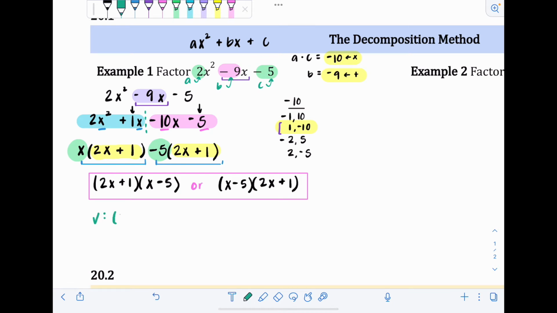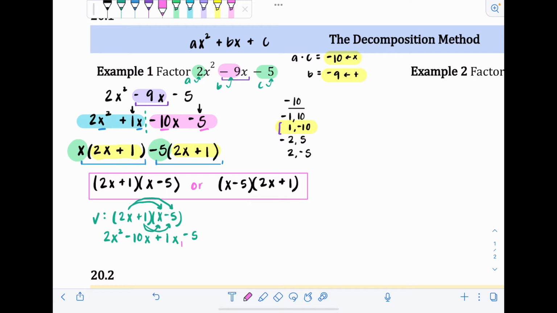So to check, you do 2x plus 1 times x minus 5. And FOIL stands for first, outer, inner, last. So we multiply the first two in each parentheses. 2x times x is 2x squared. And then I would do the outer, 2x times negative 5 is negative 10x. And then the inner, 1 times x is 1x. And then the last, 1 times negative 5 is negative 5.